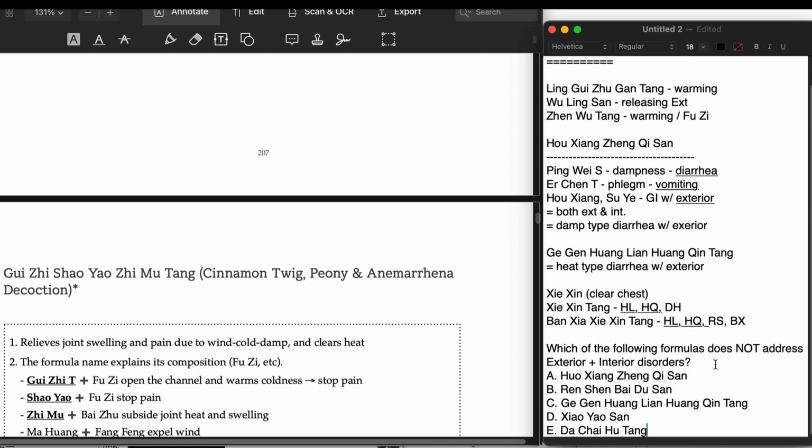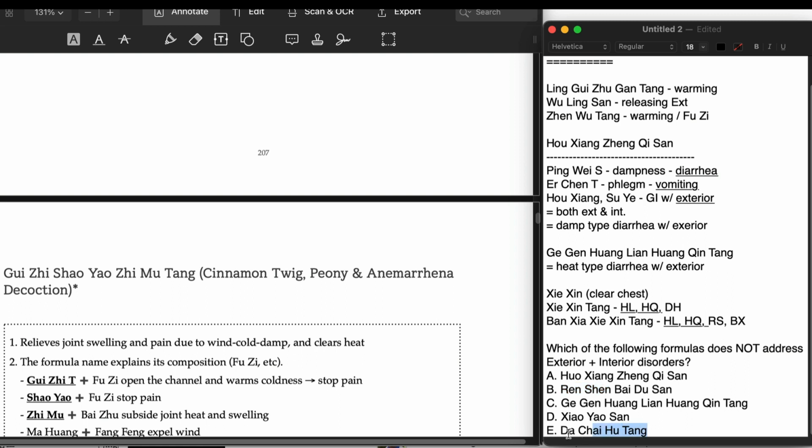Which of the following formulas does not treat both exterior and interior? Huo Xiang Zheng Qi San, yes, it does. And Renshen Baidusan, it treats exterior, common cold, and Renshen tonifies interior. Gegen Huangqin Huanglian Tang treats exterior and heat inside the gastrointestinal system. And about Xiaoyaosan, it treats liver and spleen disharmony.